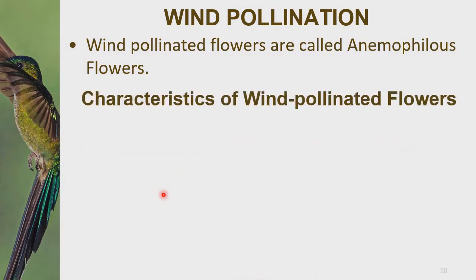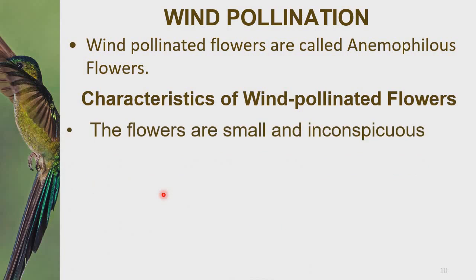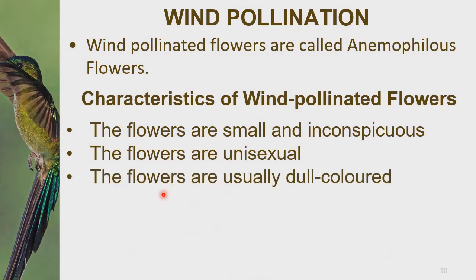Number one, the flowers are always small and inconspicuous. You can hardly see them. They are very, very small, because their size facilitates the wind carrying them around. The flowers are also unisexual. The flowers are usually dull colored. There's no significant role that colors play here, because it's the wind that is acting as the pollinator. So the color of a flower has no biological significance here.